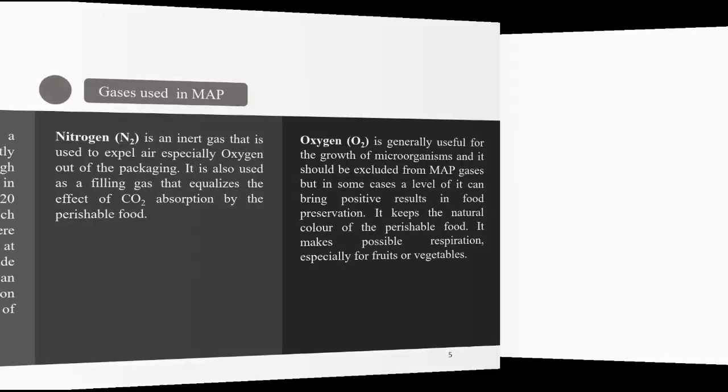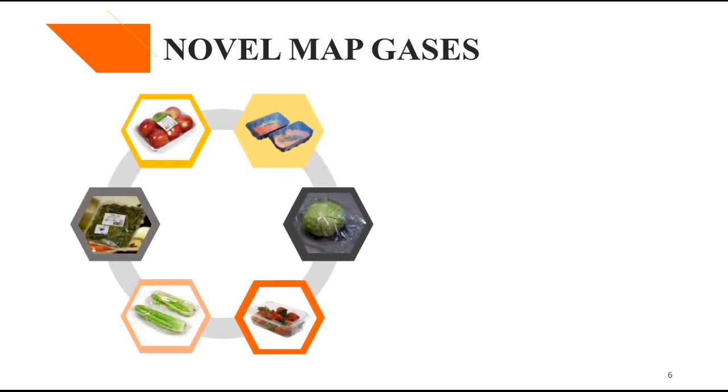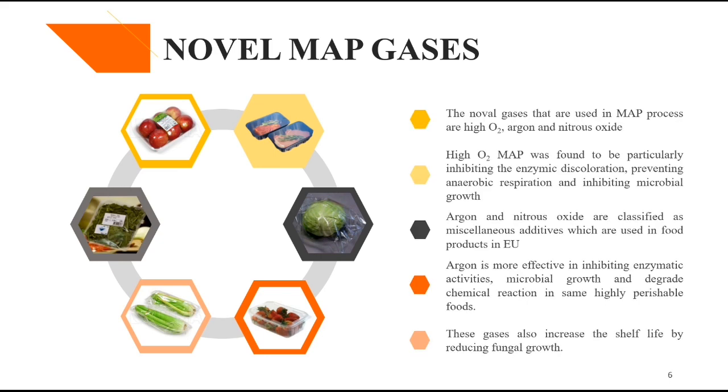Next are the noble MAP gases. There are basically three noble gases that are used in MAP processes. These are high oxygen, argon, and nitrous oxide. It was seen that when a high level of oxygen was used in MAP processes, enzymatic discoloration and microbial growth were inhibited and anaerobic respiration was also prevented.